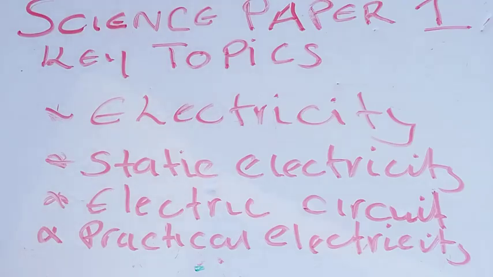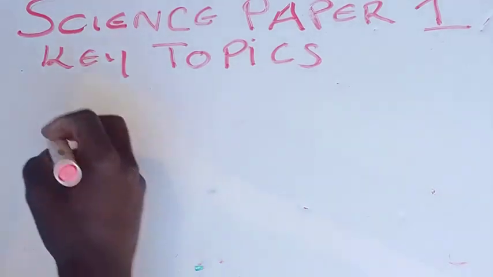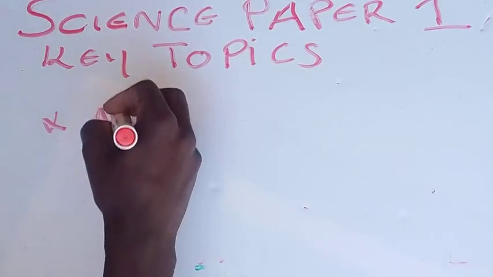Under the electricity topic, just know static electricity, electric circuit, and practical electricity. We move on. I don't want to waste much of your time, because I know you want to study and revise. Okay, the fourth one is magnetism. Wow.